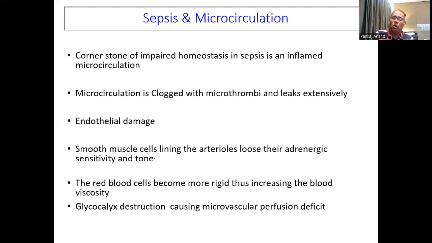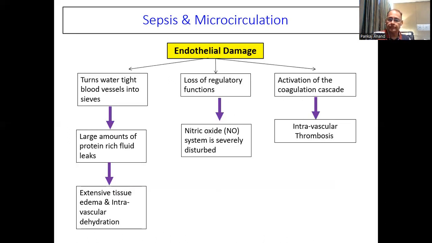So in sepsis, the cornerstone of impaired homeostasis is a generalized inflammation of the microcirculation. The microcirculation gets clogged with microthrombi and there is extensive leaking. There is also endothelial damage. The smooth muscle cells lining the arterioles lose their adrenergic sensitivity as well as tone. The RBCs become more rigid, thereby increasing the viscosity of the blood, and there is also a destruction of the entire glycocalyx, which causes a lot of perfusion deficit in the microvasculature.